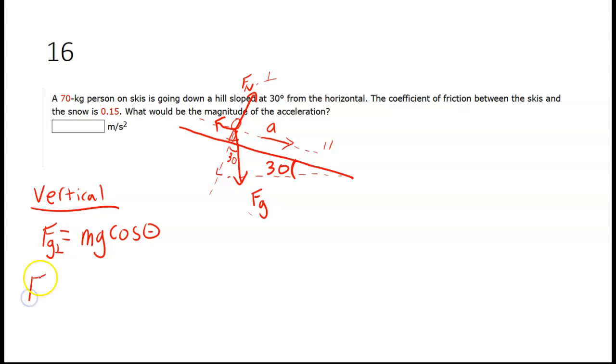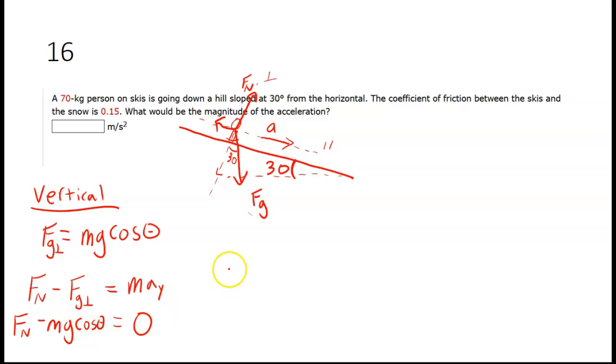and the only other force in the vertical direction is normal, so I really have normal force minus the component of gravity that is perpendicular to the surface of the ramp equal to ma in the vertical, but we know that our vertical acceleration is 0. I know then that my normal force just has to be equal to this mg cosine theta. So I can go ahead and solve for my normal force.